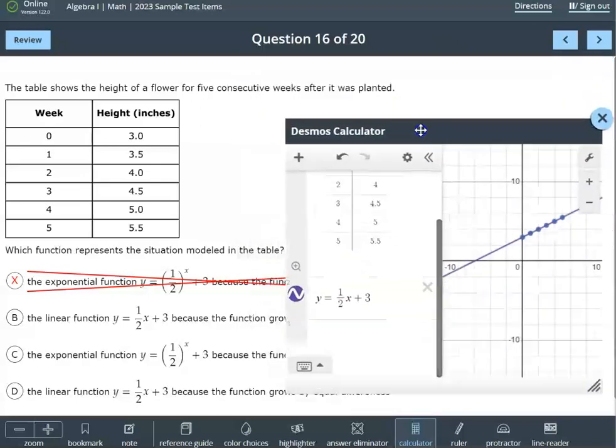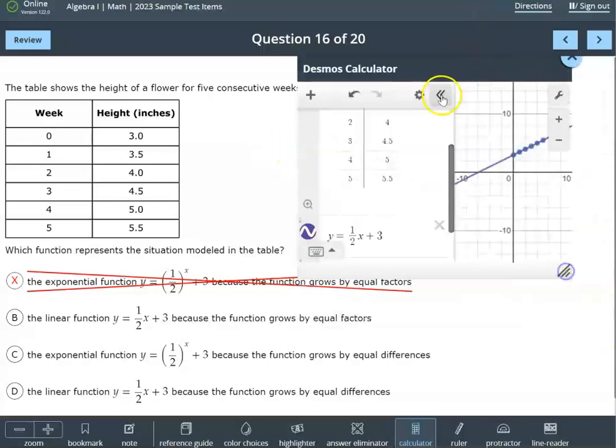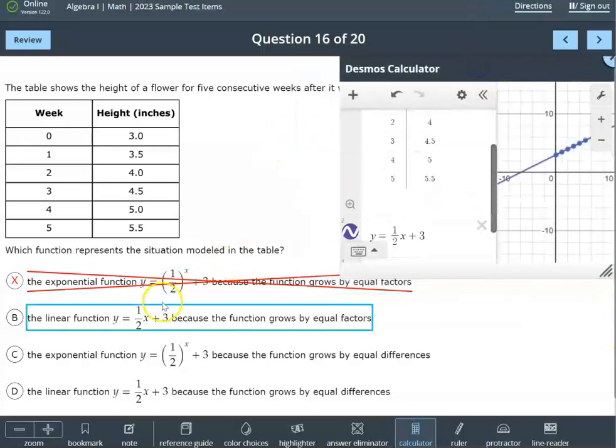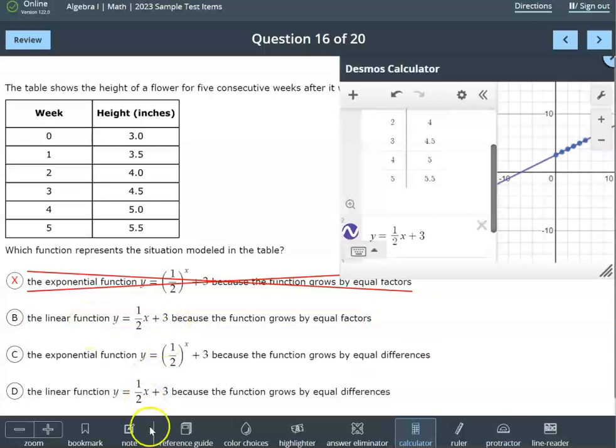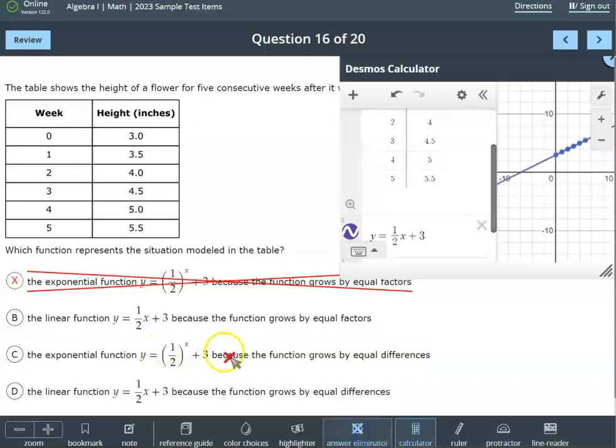But the problem is there's two of these. Let me see if I can resize this calculator because I don't want to lose it. Two of the answer choices have the same equation. Answer choice B has y equals 1/2 x plus 3, and answer choice D. I already know the equation in C does not work, so I could eliminate that one. So the question is, how do we determine if we should choose B or D?